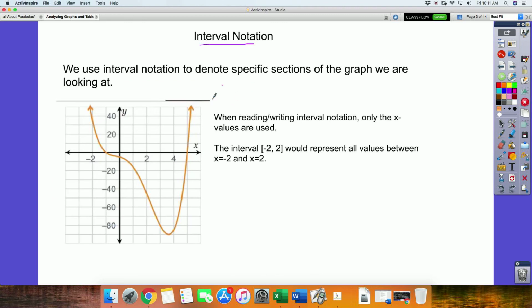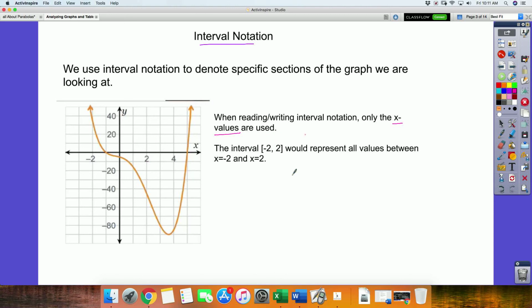Now, interval notation can be confusing because we're only going to use the x values. So when we use interval notation, we're going to use the x's to show where on the graph it is, but we're never going to use the y coordinates to show where it is on the graph. We just want to know the beginning and end points.